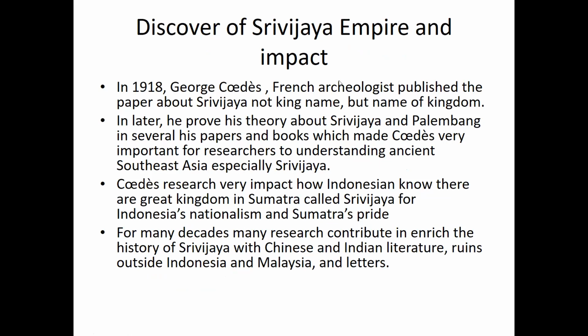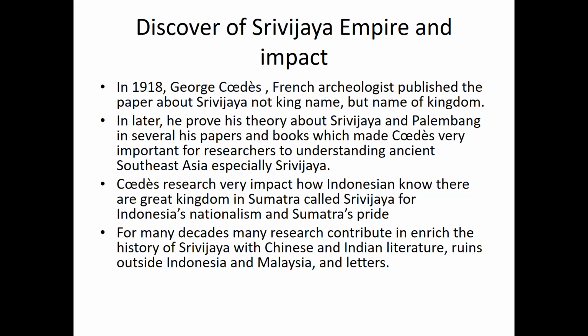In 1980, George Coedes, the French archaeologist, published a paper on Srivijaya. Dutch archaeologists had called Srivijaya the name of a king, but Coedes said it was not. Srivijaya is the name of an empire, and he proved Srivijaya's existence with his many papers. From that time, Coedes's research has been very important for people learning about Srivijaya. His research had a big impact on how Indonesia came to know that there was another great kingdom besides Java, in Sumatra, called Srivijaya, and it influenced Indonesian nationalism and Sumatran pride.